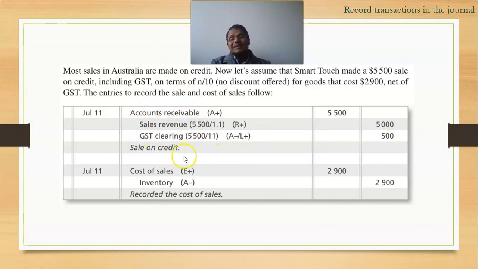But what about the goods that we sold? The cost of those goods in our books of account is 2,900. The goods that we provided to the customer actually decreased in our warehouse, in our stock, so we need to record that as well. So cost of sales 2,900, and the inventory, asset decrease, is 2,900. Cost of goods sold is an expense increase, and inventory asset decreases by 2,900. So 5 accounts are related to this particular transaction.